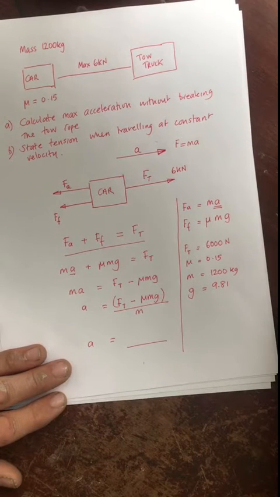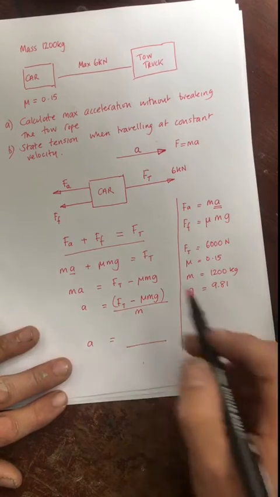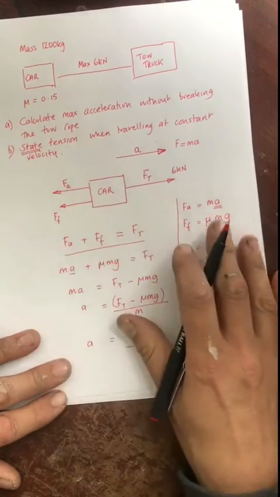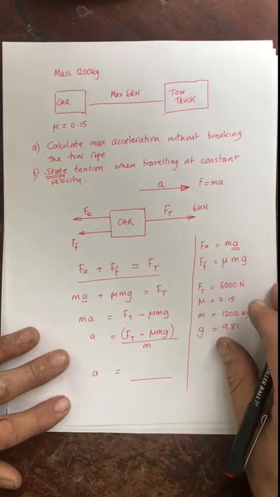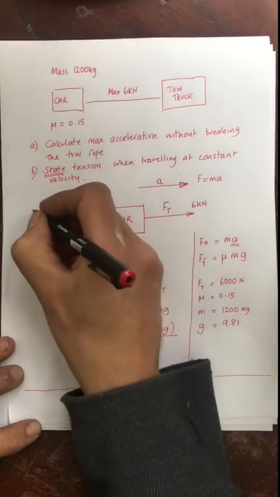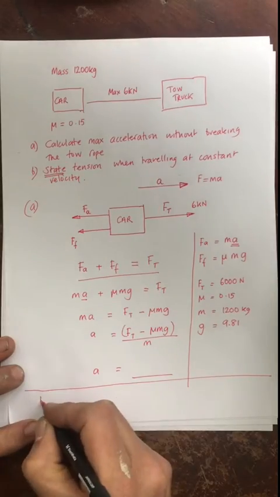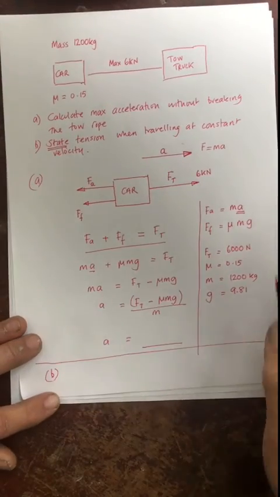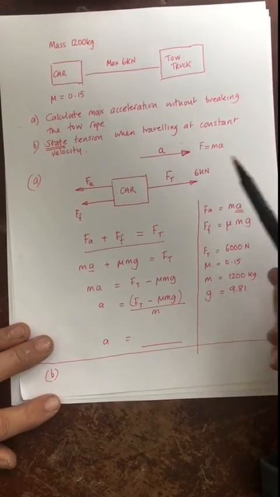Now the next part is to state the tension when travelling at constant velocity. Now the clue in this part of the question, I suppose, is that it uses the word state. Not calculate, but state. So you'd think it would be obvious. So that's the end of part A. This is part A, and this is part B. It seems to think it's obvious. So let's have a think what goes on.